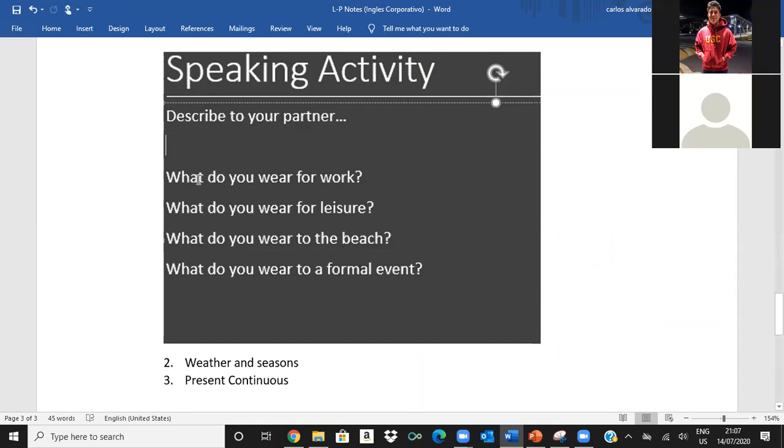Yes, teacher. What do you wear for work? I wear in the... No se confundan. I am wearing, con I wear es simple present. I am wearing, ya lo vamos a ver. Como en media hora vamos a ver eso, pero esa es la siguiente lección.